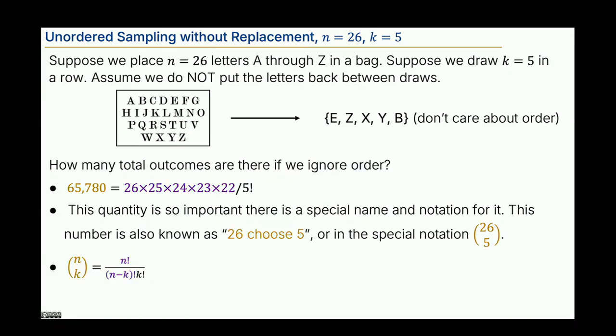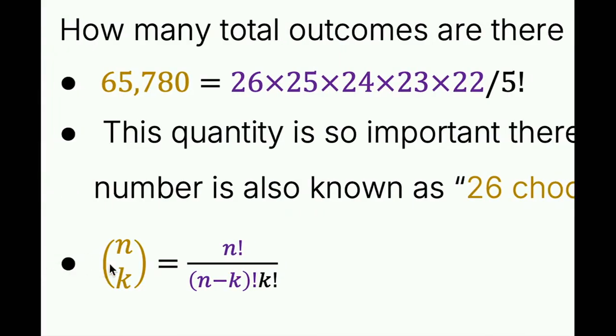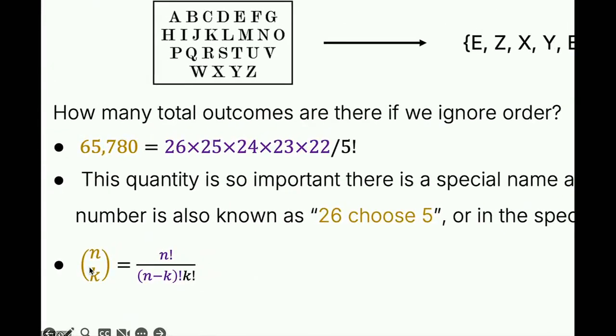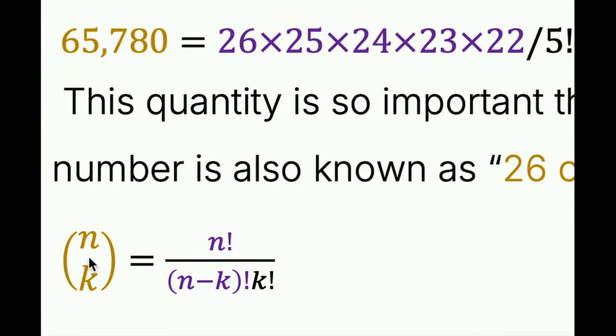All right. So this number is so important, this quantity, that there's a special name and notation for it that you've probably seen at some point in the past. So this number is known as 26 choose 5, or in this special notation, you just do parentheses and put 26 over the 5 in the parentheses. And this expression here, if I zoom in a little bit, this right here is our choose function. It says that the answer to this question, if I have 26 items and I draw 5, without replacement, and we don't care about order, is n choose k.